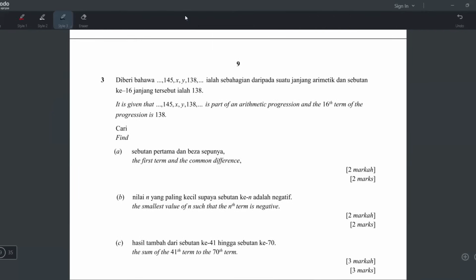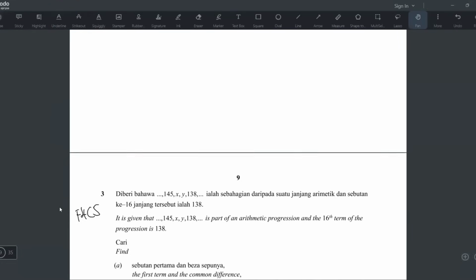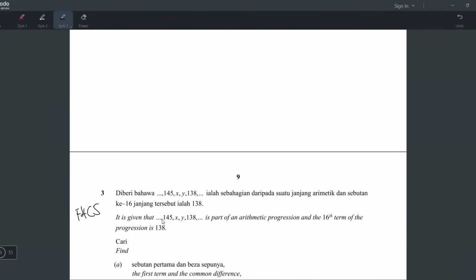Okay, number 3. This is a progression chapter, so from form 4 chapter 5. Progression chapter. Okay, I will do my A up here. Alright, it is given that 145, x, y, 138 is part of an arithmetic progression. That means the difference here and the difference here and the difference here should be the same. Difference, because arithmetic means add and subtract. So later its difference is the same.